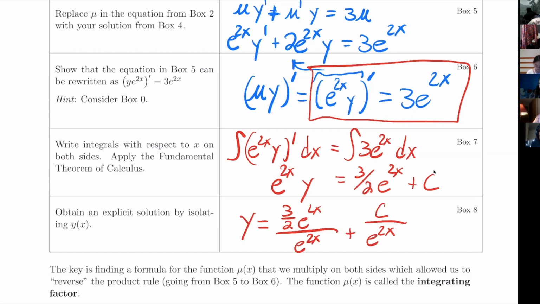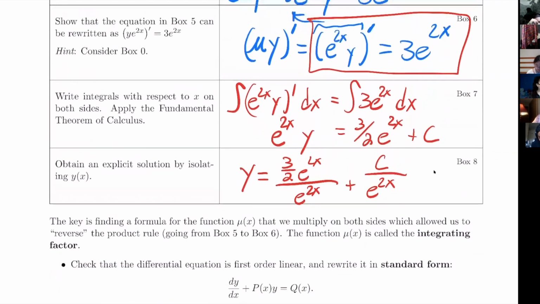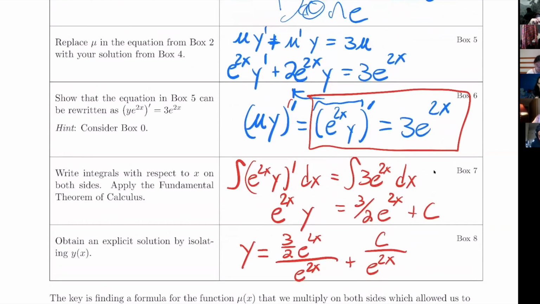Is the derivative of e to the 2x times y with respect to dy dx or with respect to y? Yes, this prime is a derivative with respect to x. So when we integrate that with respect to x, that's why they undo each other. That makes sense. Thank you.